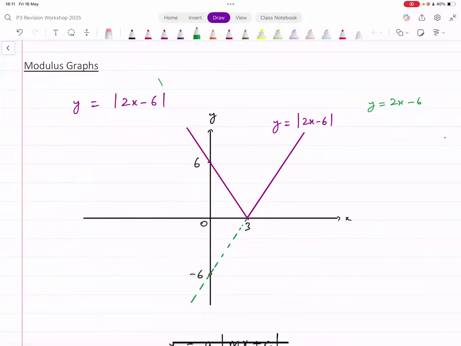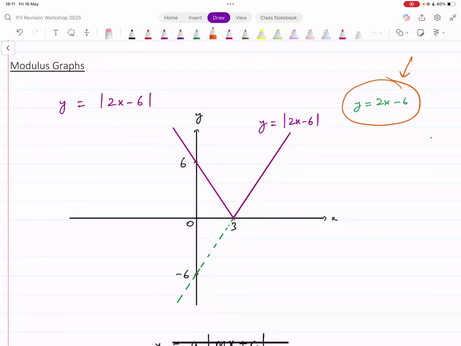If you have y equals modulus of 2x minus 6, how do you draw the graph of this function? One way to think about this is that it's the line y equals 2x minus 6. The part of this line that is below the x-axis, because of the modulus, gets reflected. The negative part becomes positive, and that comes here instead. So this was the y equals 2x minus 6 line, the purple one. But then the negative part, because of the modulus, gets reflected and comes up like this. Okay, that's what happens in this case.